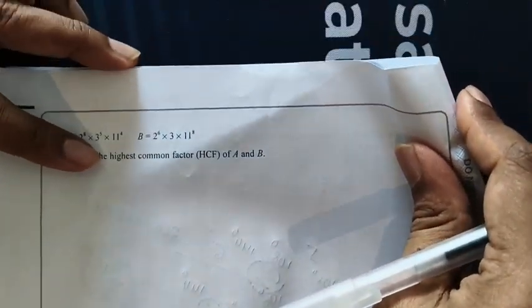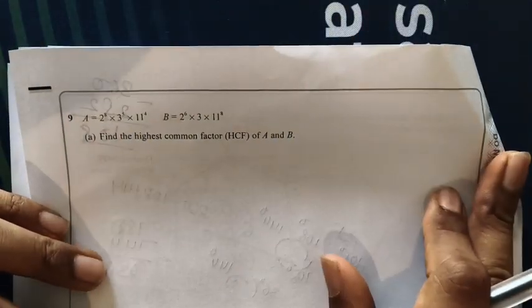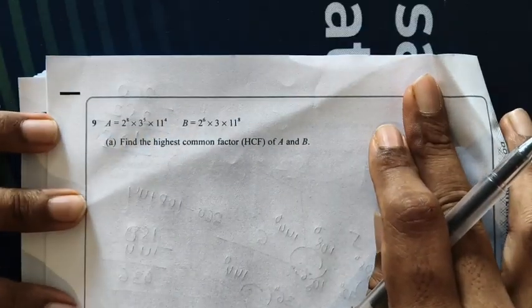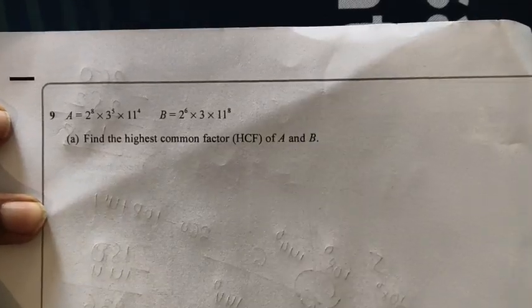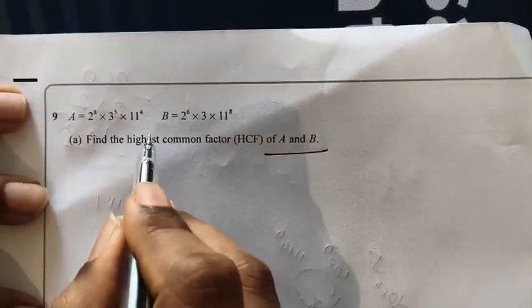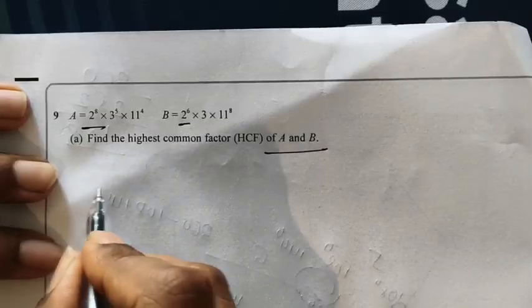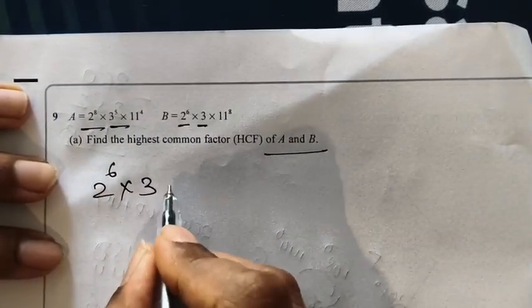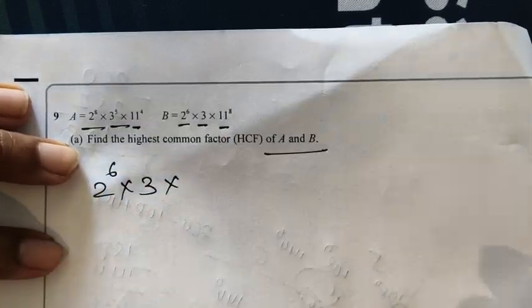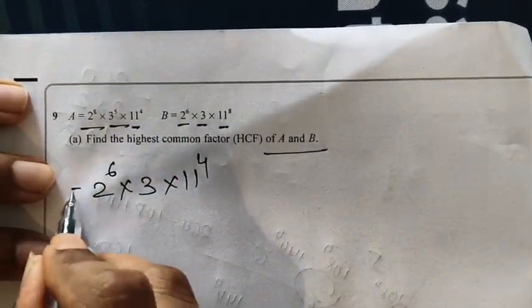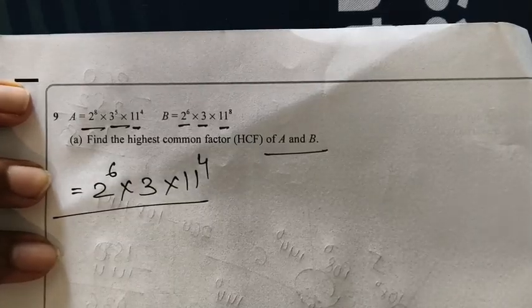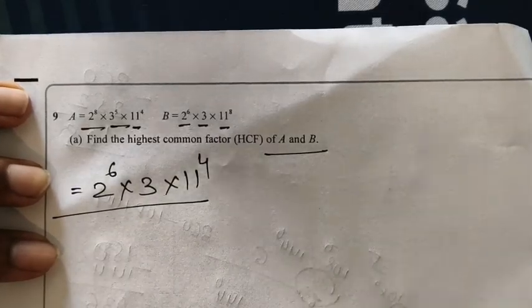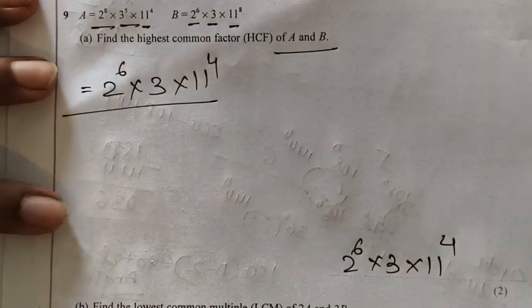Now let's look at another interesting question, where a equals 2 raised to 8 into 3 raised to 5 into 11 raised to 4, b equals 2 raised to 6 into 3 into 11 raised to 8, and find the highest common factor of this, correct? Highest common factor between this and this is 2 raised to 6. Between 3 raised to 5 and 3 is obviously 3. Between 11 raised to 4 and 11 raised to 8, the common factor is 11 raised to 4. So you can even write the answer like this directly: 2 raised to 6 into 3 into 11 raised to 4, and you will still be correct.